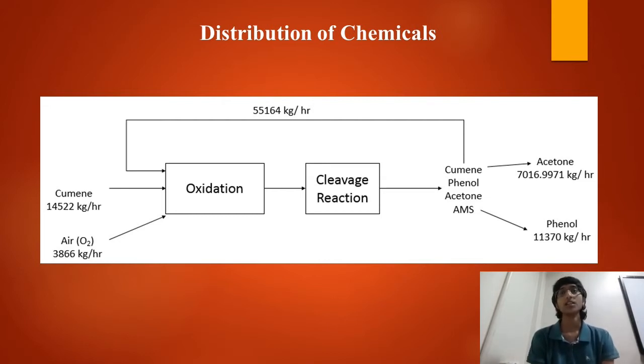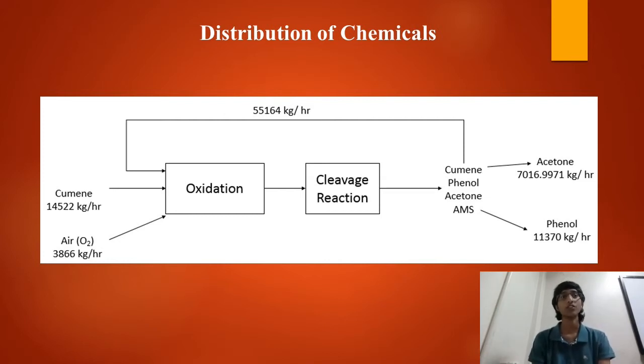By assuming that the plant operates 330 days per year and 24 hours per day, the hourly production of phenol is about 11,370 kg per hour. By stoichiometric calculation, cumene at about 15,000 kg per hour and oxygen at about 3,900 kg per hour can produce 7,017 kg per hour of acetone and 11,400 kg per hour of phenol.